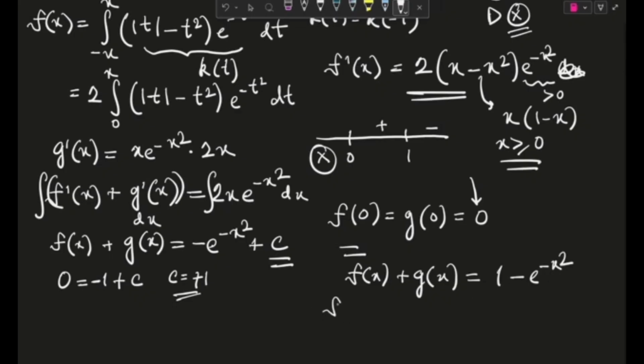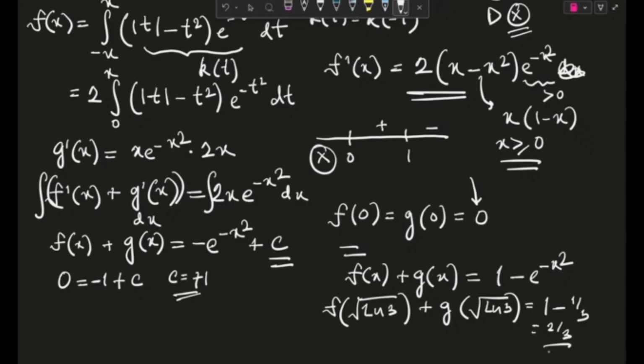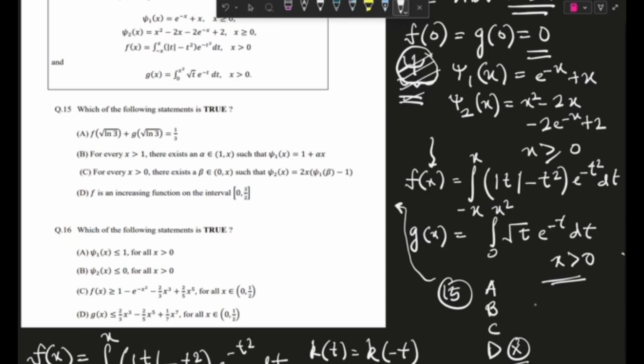And now we had f of root ln 3, I guess, plus g of root ln 3. If we evaluate this, it is pretty simple. This will come out to be e power minus x square, so e power minus ln 3 after the root gets squared. So this is basically 1 minus 1 by 3, which is 2 by 3. Now we check option number A. It says the value will be 1 by 3, but our result is 2 by 3. So option number A is also wrong.